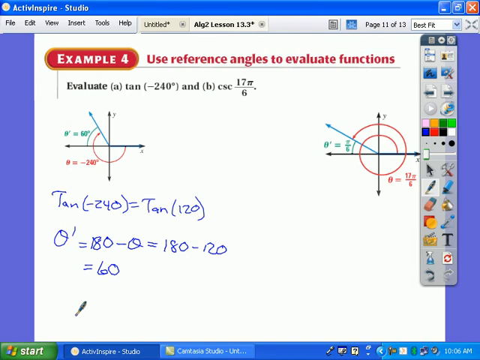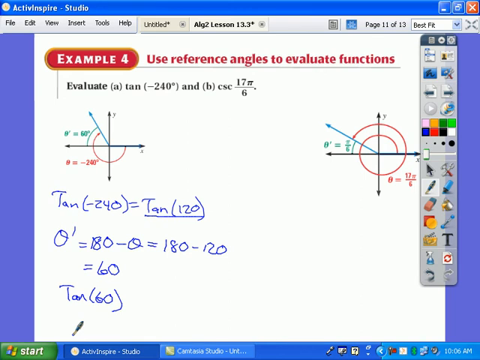most of us don't know what tangent of 60 is, right? Remember, I want to find tangent of 120, so I'm going to find tangent of 60. Find tangent of 60. Now, some of you may go to your calculator for this, and that's fine, but the calculator is not going to give you the exact answer.